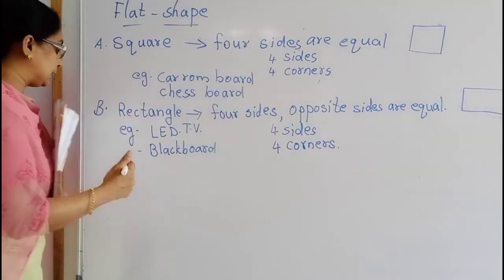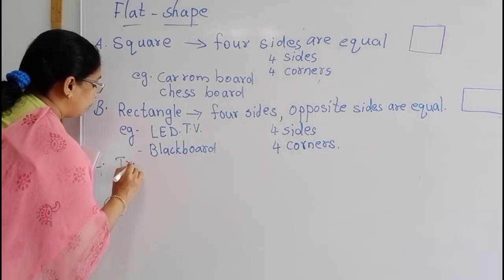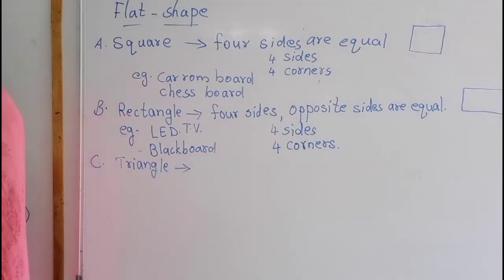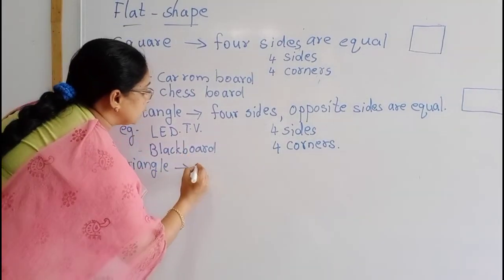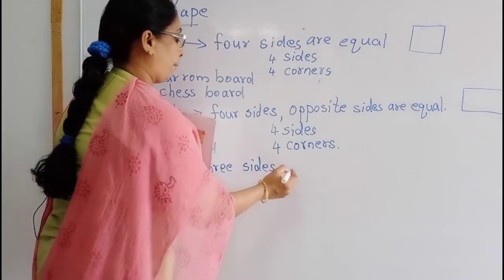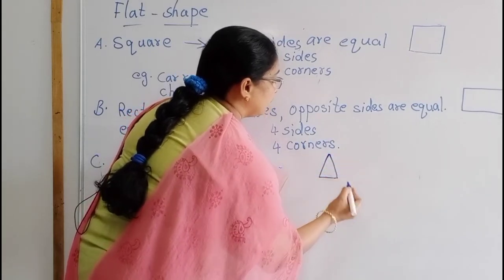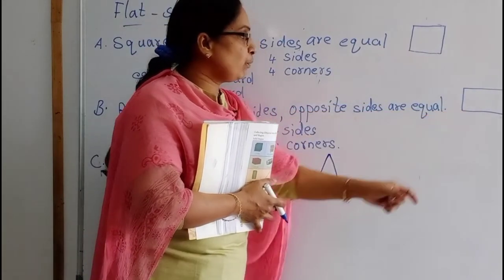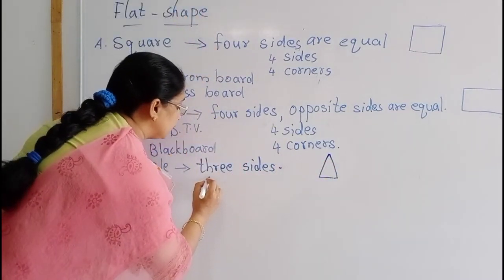Okay, now we are going to the C. C is triangle. The shape is triangle. What is the triangle, children? Triangle has three sides. T-H-R-E-E, three sides. Here I am showing the picture that this is the triangle. How many sides? Three. 1, 2, 3. Here square four sides, rectangle four sides, and the triangle has three sides. 1, 2, 3. We'll write three sides.